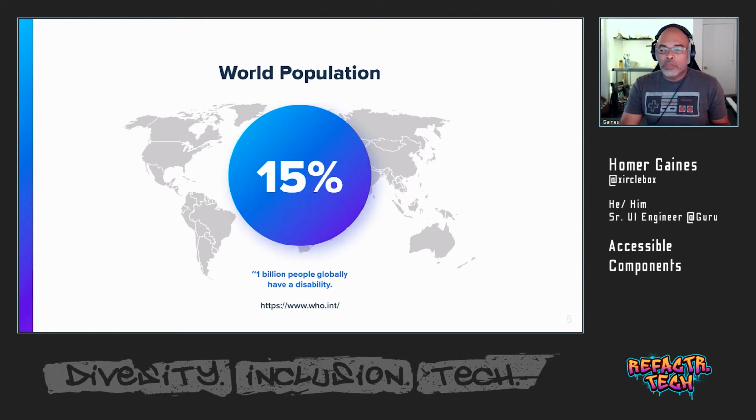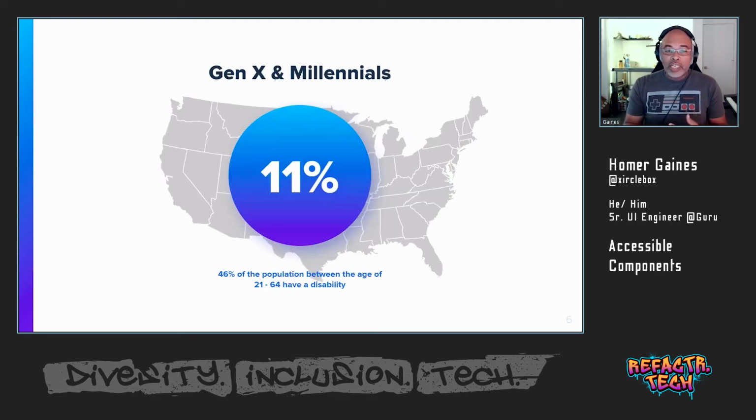Roughly 15% of the population has some form of disability, which translates to 1 billion people globally. And if you just stay here in the United States, 11% of Gen X and millennials have some form of disability, but 46% of the population between the ages of 21 and 64 have a disability. So there are a lot of people we have to consider when we are developing our applications and building the sites that we want others to use as well.